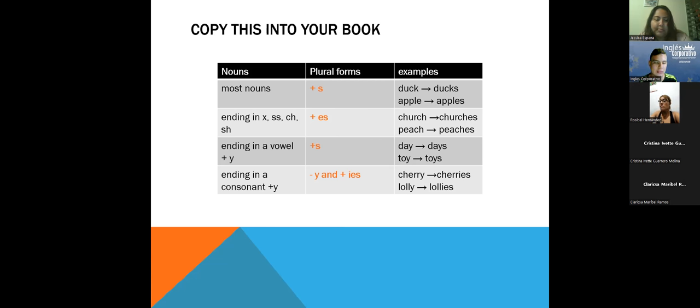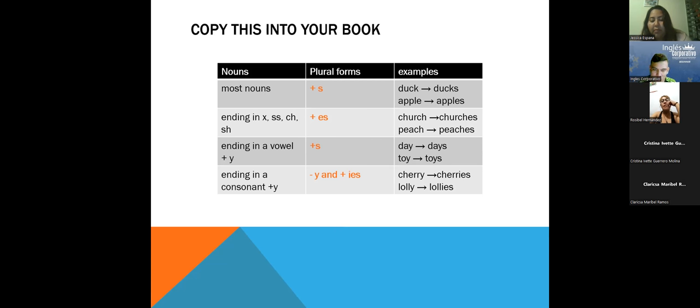For example, ending in a vowel plus Y. Si termina en vocal Y, in those cases, we need to add just S. For example, day, days. Toy, toys. But if the noun ends in consonant Y, we need to drop the Y and we need to add IES. Cherry, cherries. Lolly, lollies.